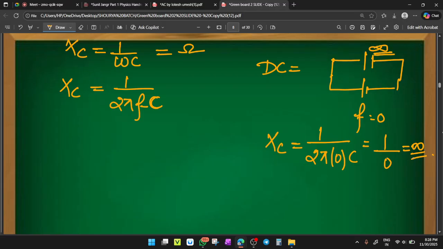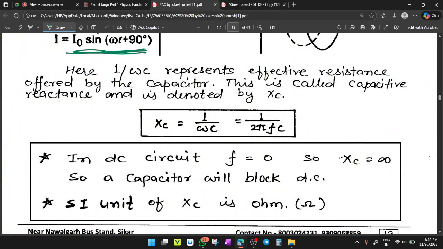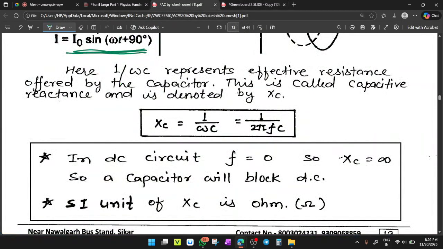And when resistance equals infinite, it behaves as an open circuit. You know, an inductor behaves as a short circuit and a capacitor behaves as an open circuit for any DC supply. Clear? So it will block the DC, because no DC is permitted to go through this capacitor as the circuit is open circuited here. So it blocks the DC.